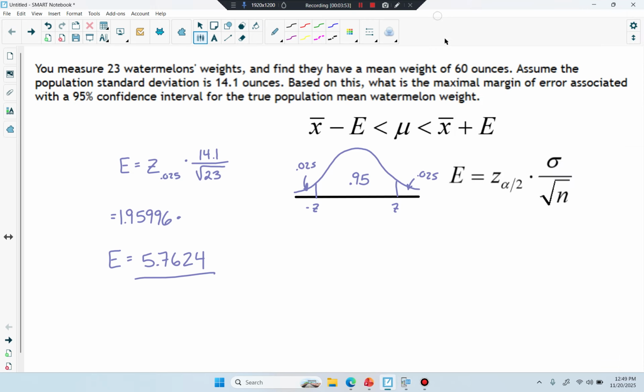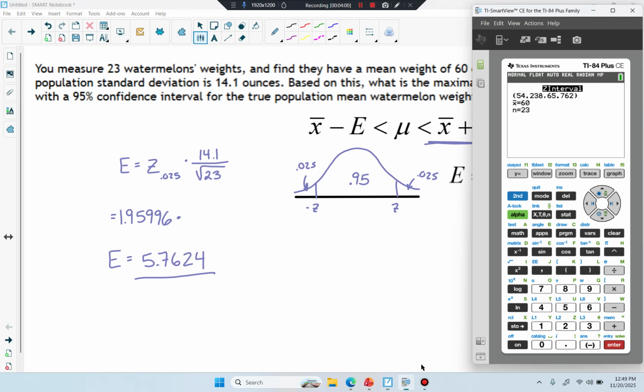But this formula basically tells me the upper bound of my interval is just the sample mean plus the margin of error. So this number here, 65.762, is the sample mean plus the margin of error. So if I just take 65.762 and subtract the sample mean, which was 60, I get my margin of error, which is 5.762. Okay? The bounds of your interval are just the sample mean plus or minus the margin of error. So you really could use either one.